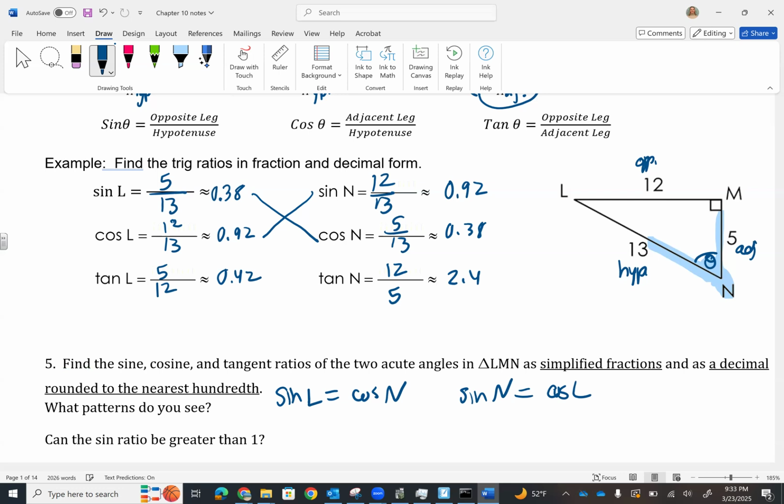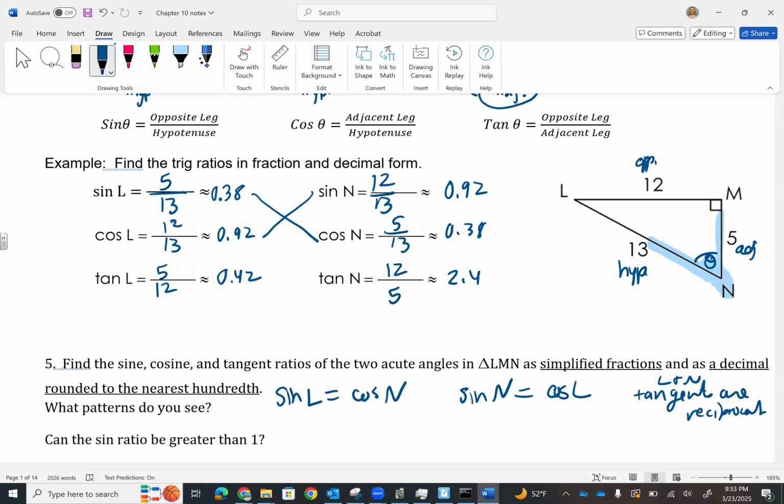And then also tangents are reciprocals. So tangents of L and N, because again, it's the opposite over adjacent for each perspective. But if you stand at the other side of the triangle, then the opposite and the adjacent sides or legs are going to be interchanged. So we're not going to make a big deal about it, but that is absolutely true.